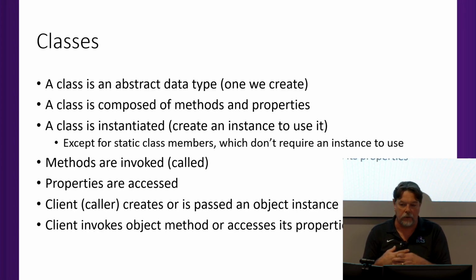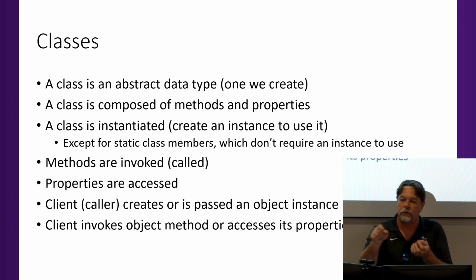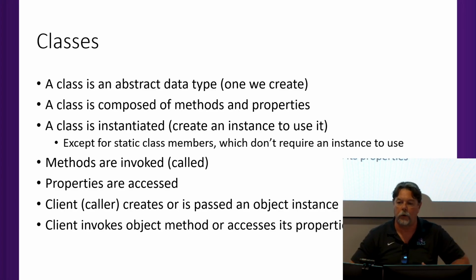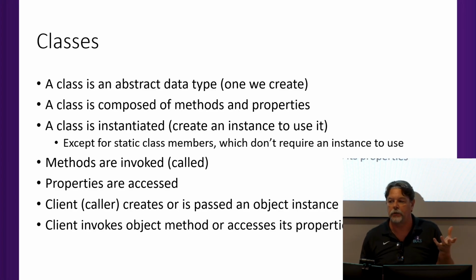If you haven't done any object-oriented programming, using the new operator is probably something new, and we'll talk about some examples of that. We invoke methods and access properties, and all that means is we create a new instance of the object, and we use that instance, that reference, to call the methods or retrieve the properties to use them in expressions. A client is the person who creates the instance of the object, or has been passed an instance of the object, and intends to use that object.